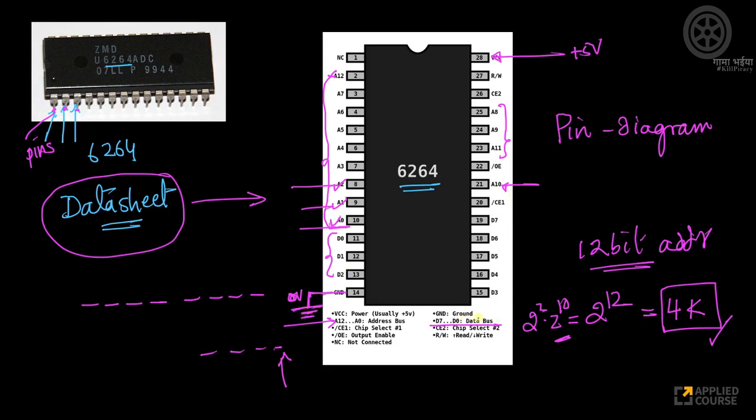Your data bus itself is 8 bits. So D0, D1, D2, D3, D4, D5, D6, D7. Since there are 8 lines here, what is my data bus size? 8. So what is the whole chip? The whole chip is 4K cross 8. Look at this. There are 4K words or cells or locations, and each word, cell or location is 8 bits. That's because the data bus is like this.